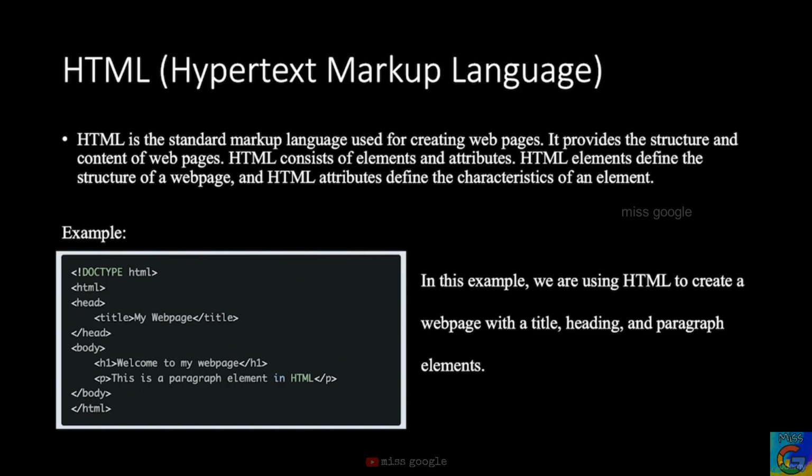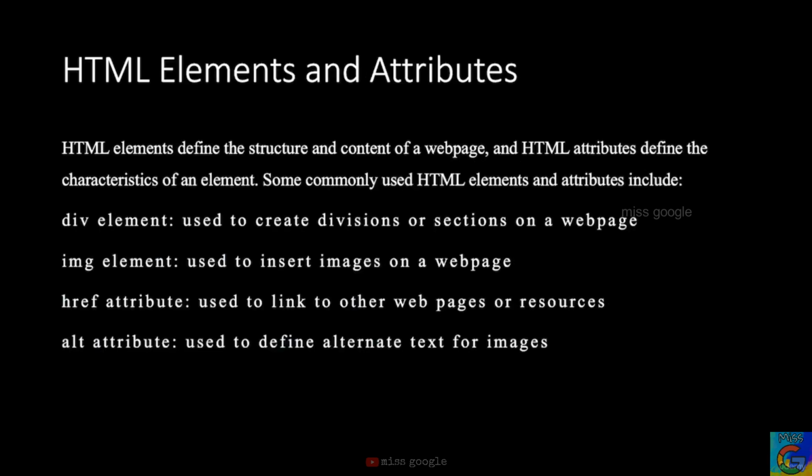It is easy to learn and use and provides developers with a lot. So moving on to the HTML elements that are used to define the structure and the content of a page. This can include everything from text and images to tables and forms. So in the first example here, we have some commonly used HTML elements and attributes.